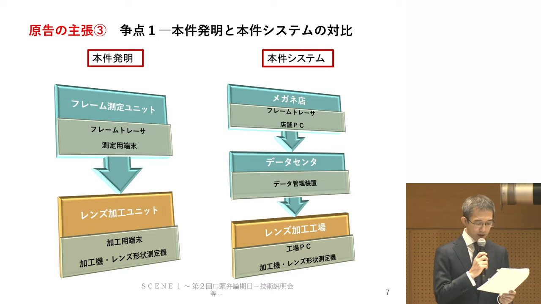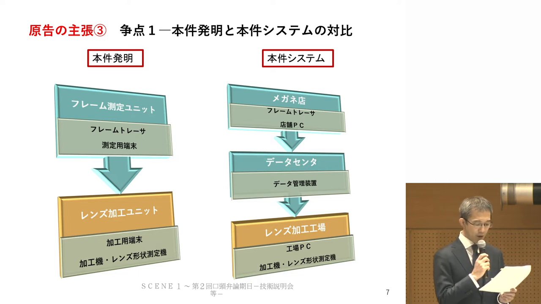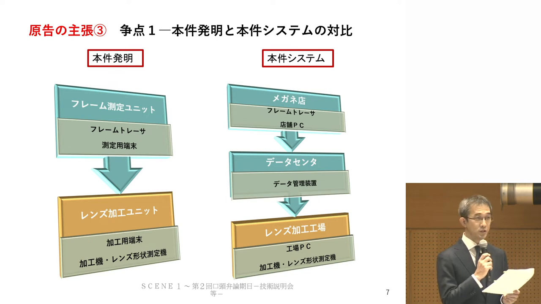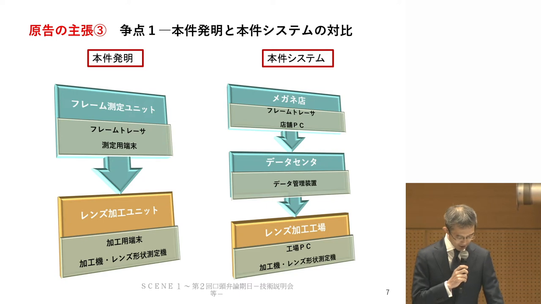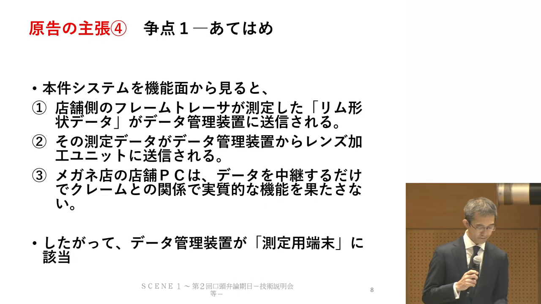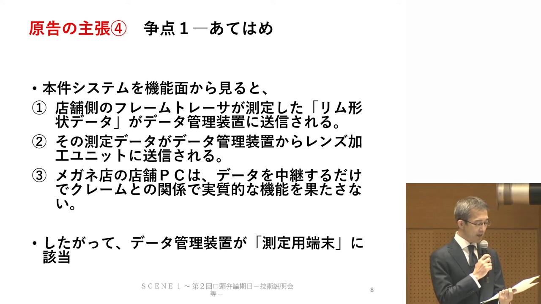As you can see in this slide, the invention is divided into the frame measurement unit and the lens edging unit, whereas the system is divided into three units: an optician's shop, a data center, and a lens processing factory. However, when viewed from the functional aspect in this system as well, the data management device in the data center measures the limb circumferential length via the frame tracer and transmits it to the lens edging unit, so the system can be evaluated to be similar to the invention.